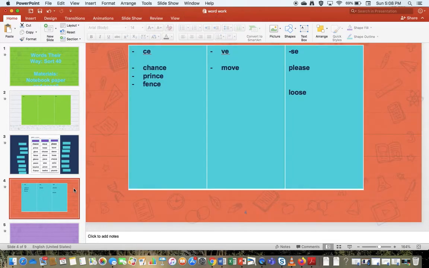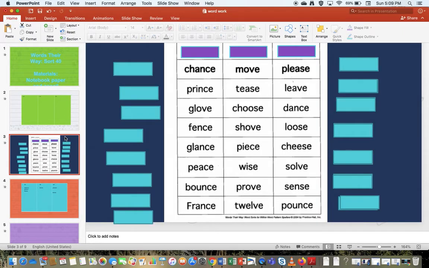So it should kind of look like this. I started sorting my words here. You will see I have all the words that end in CE in the CE column. And what you should do is as you're writing the words, read the words again. Chance, prince, fence, move, please, loose. Do all the words. I didn't get all the words done yet. So get all of these words sorted and they should be in the correct column.